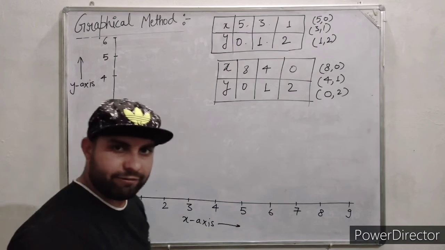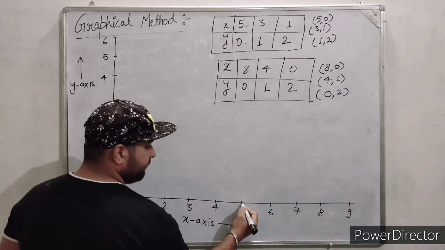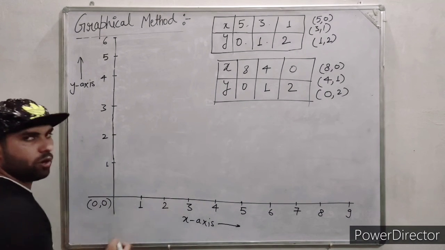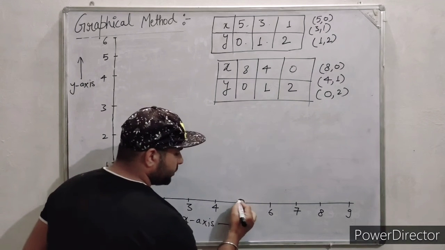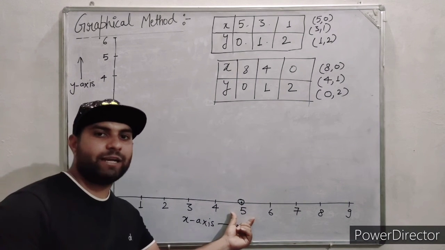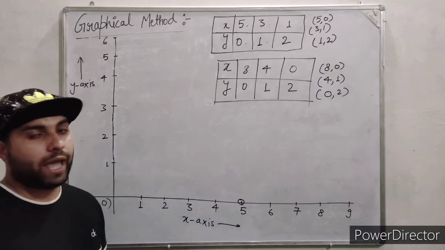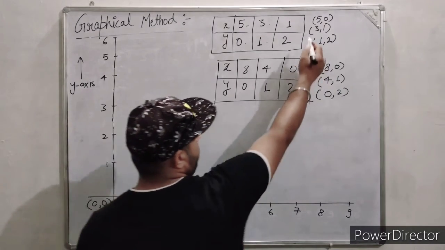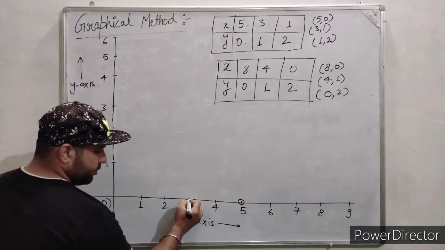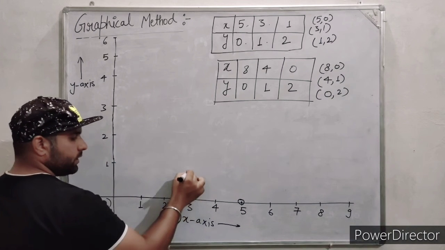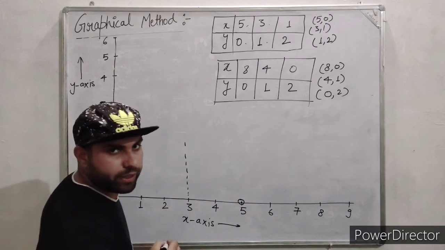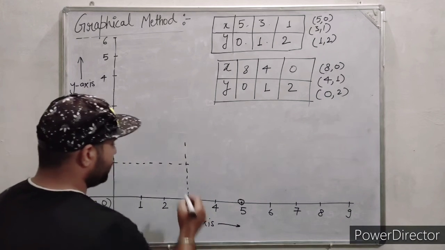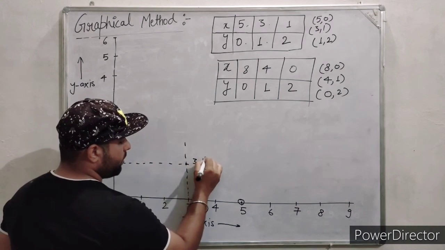First one is 5, 0. This is 5 and 0, which lies on the x-axis. X is 5 and y is 0. Abscissa is x and ordinate is 0. 5, 0. Second is 3, 1. This is the line x equals to 3 and y equals to 1. This is the line which indicates y equals to 1. The intersection of both is 3, 1.